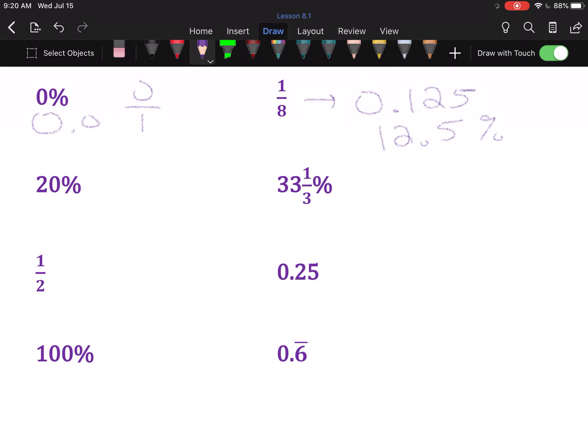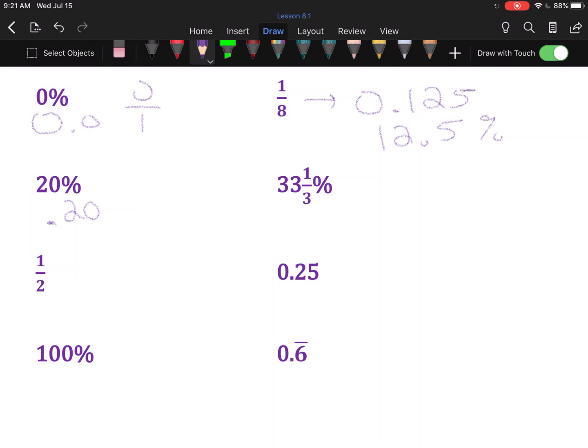20%, first I'm going to change it back to a decimal, realizing that the invisible decimal point on 20% is on the right side of the 0. To change from a percent to a decimal, we bring the decimal point left 2 places. So 20% is 0.20, or just 0.2. I don't care, I will accept both of those.